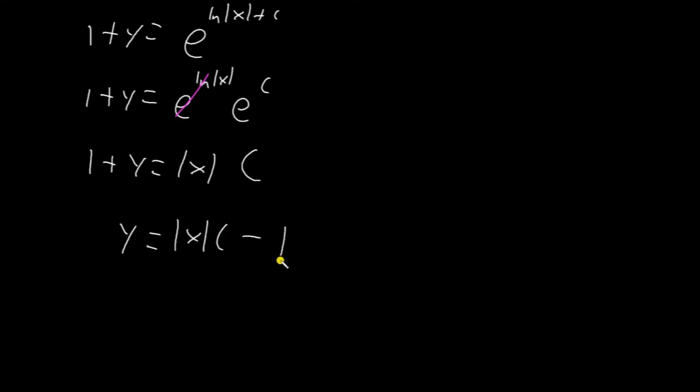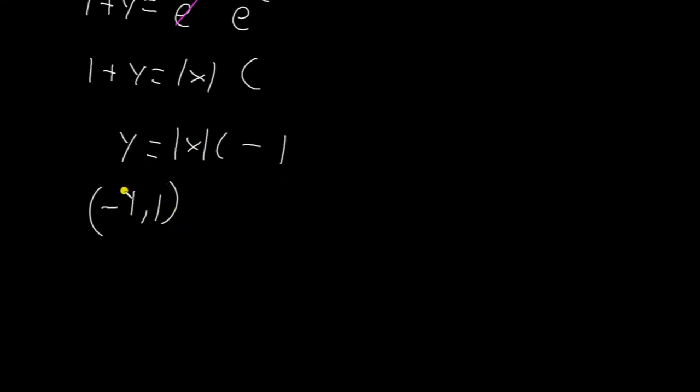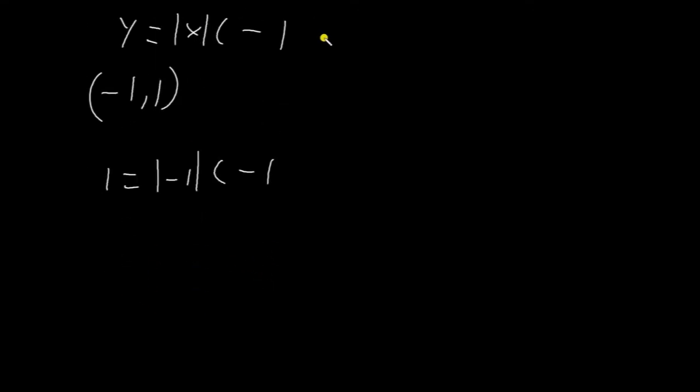like that. And now's the time where we apply the initial condition. Remember, negative 1 comma 1. F of negative 1 equals 1. So we can plug that in here. We'll get 1 equals absolute value of negative 1 times c minus 1. Absolute value of negative 1 is 1. So we can add 1 to both sides and get c equals 2. Okay, so if we plug that back into c here, we'll get y is 2 times the absolute value of x minus 1.